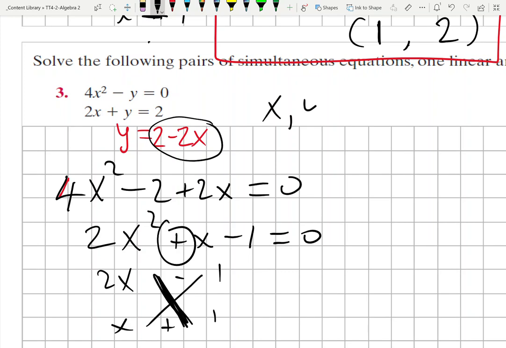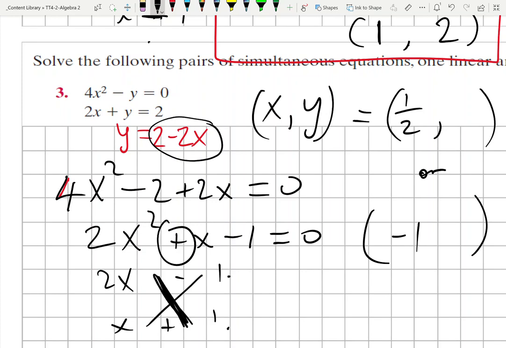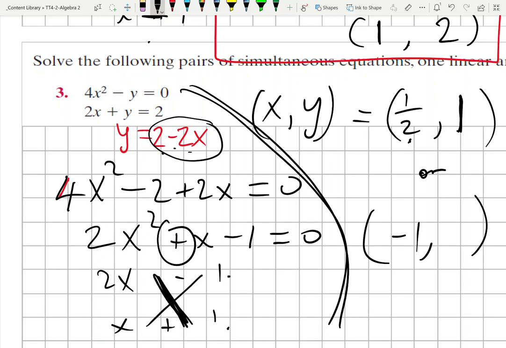Okay, let's plate up our answer. It's going to be a half from here, or negative 1. Here, you're going to go 2 minus double this, which is 2 take 1. 2 minus double this. Okay, because it's 2 minus 2 times minus 1, which is 4.